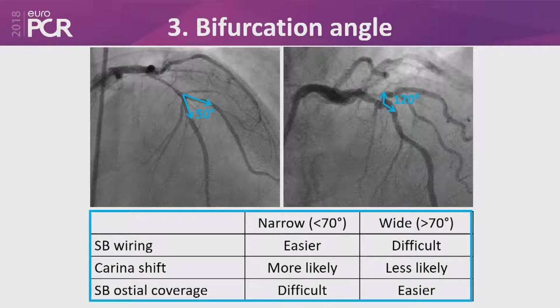The third important piece of the puzzle is the bifurcation angle, and it has different implications. It has implications for wiring, but also for carina shift, and for side branch ostial coverage. When you see a narrow bifurcation angle, which will be important for the end of the presentation, you can of course be happy because your wiring may be easier. But what may happen after the stenting is that the side branch would have the propensity to close or occlude after the main branch stenting.